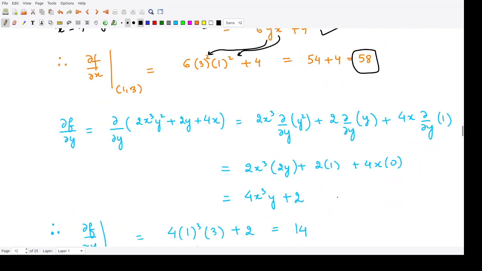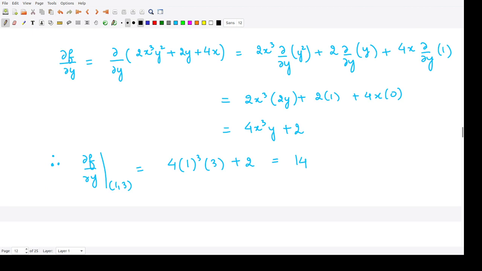And next we will similarly calculate the partial derivative of f with respect to y. In this case we will keep x as constant. If x is constant, the first term's coefficient is constant, so we only have to perform the derivative of y square. It would be 2x cube outside, and the derivative of y square is 2y. So that whole term becomes 4x cube y. Then for the derivative of 2y, it would be 2 outside and the derivative of y is equal to 1, so its value is 2 multiplied by 1, that is equal to 2.